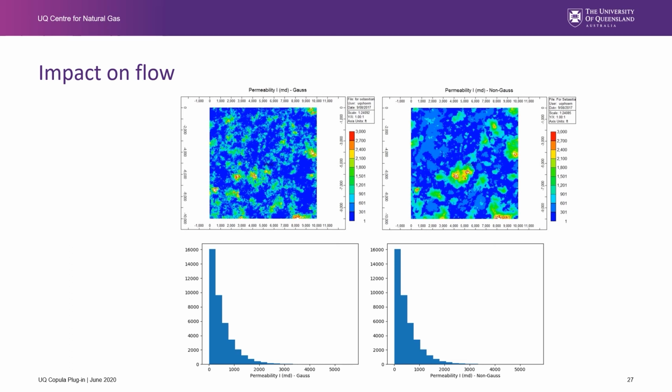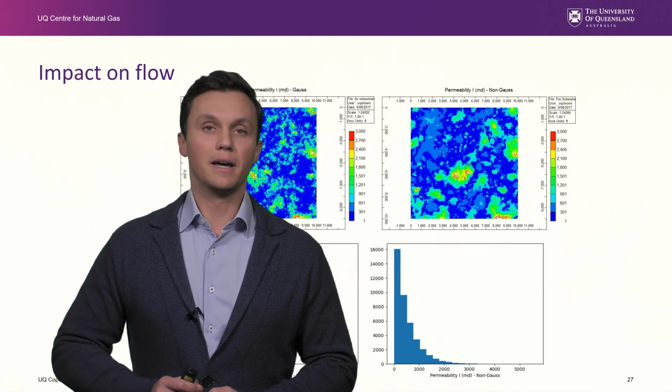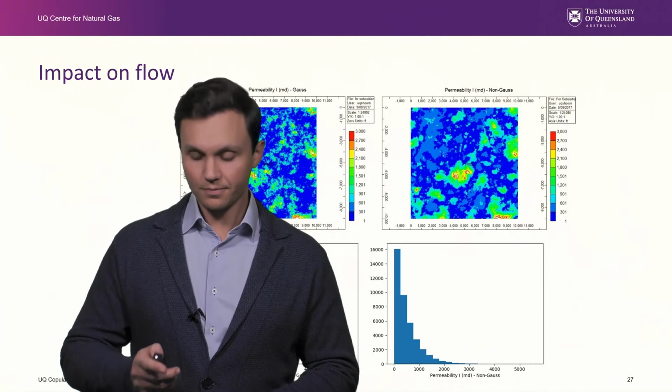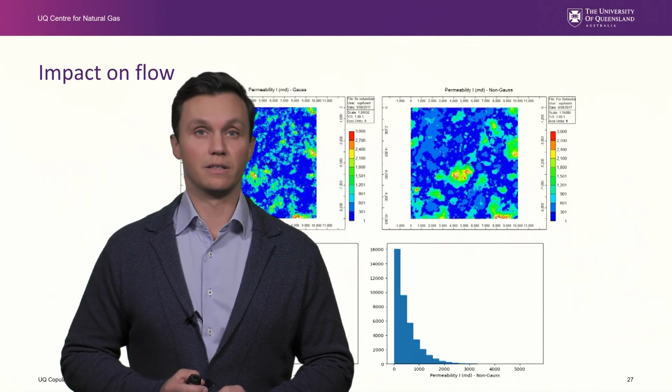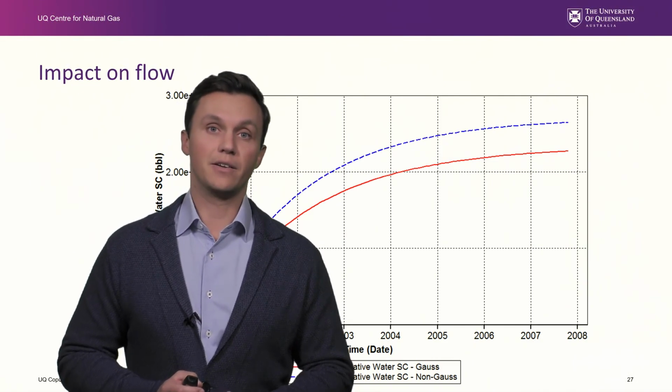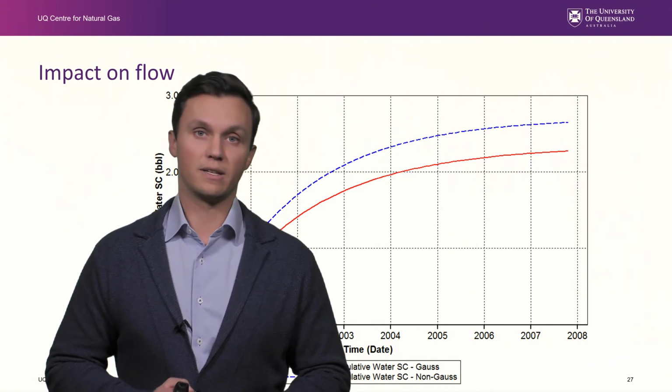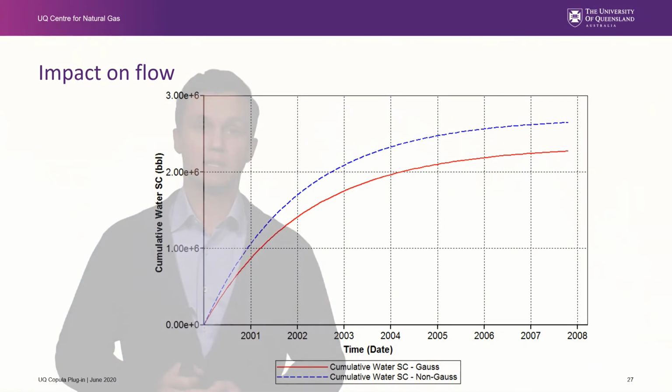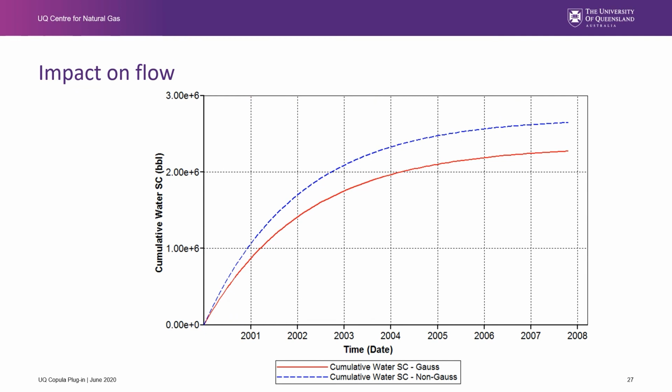What I then did is I placed a production well right in the middle of this field, and I simulated water production. And here we have the results of that simulation, and you can see that the cumulative water production over time is approximately 20% different in the Gaussian case than in the non-Gaussian case. So the Gaussian case underestimates the production by approximately 20%.